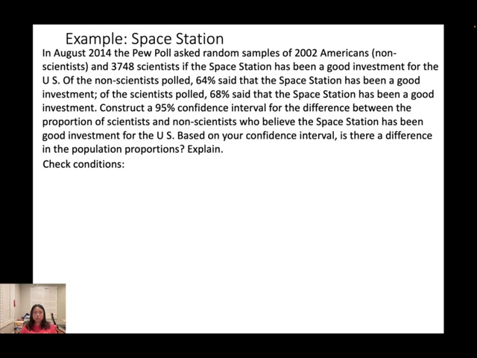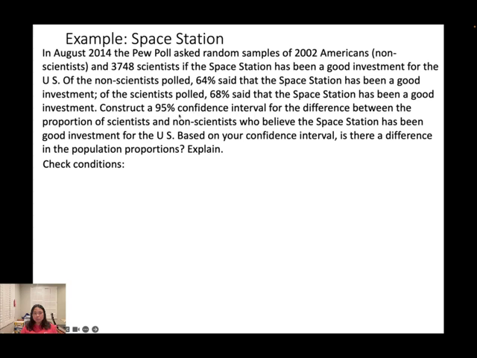Okay, now let's try to do the example together. In August 2014, the poll asked random samples of 2,002 Americans and 3,748 scientists if the space station has been a good investment for the United States. Of the non-scientist poll, 64% say that the space station has been a good investment. Of the science poll, 68% say that the space station has been a good investment.